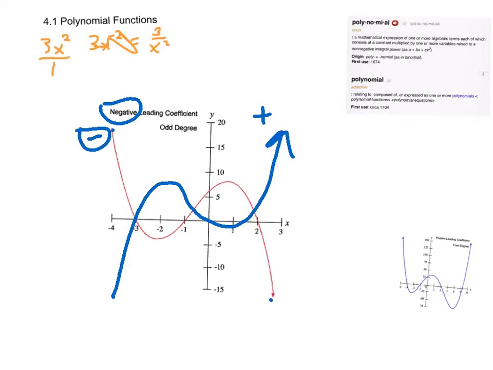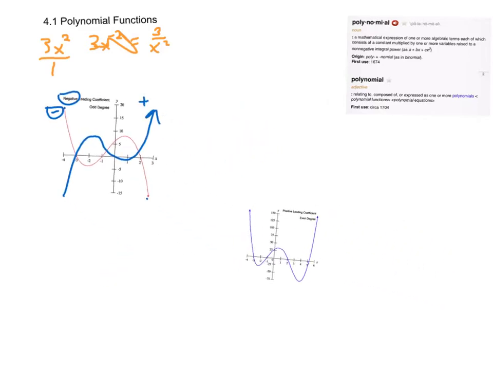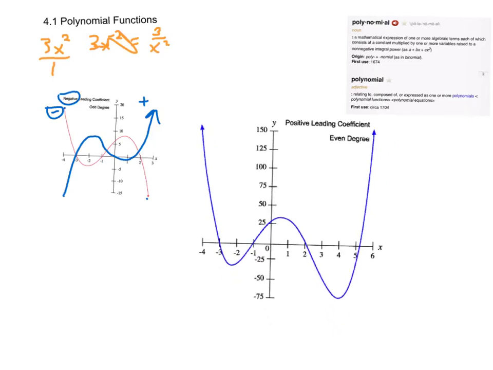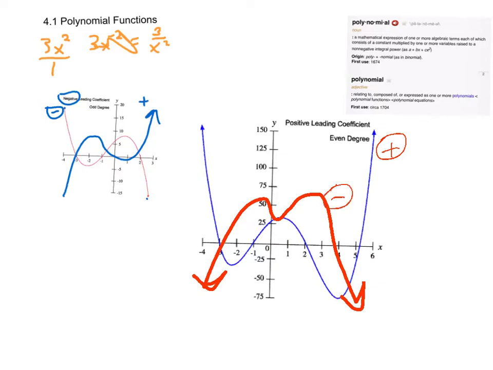All right, now for even degrees, your x to the 2s, 4s, 6s, they'll always do the same thing. If it starts high, it'll end high, or if it starts low, it'll do something like this and end low. Okay? That's inherent with all even degree polynomials. And here the blue would be the positive, and the red would be the negative, with negative leading coefficients, I should say.